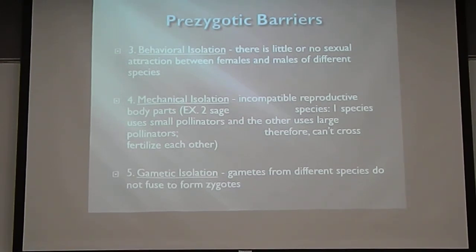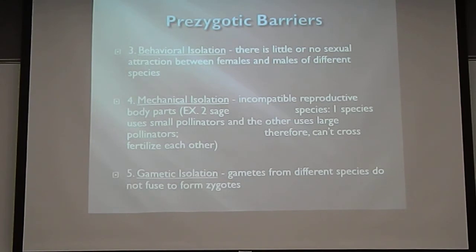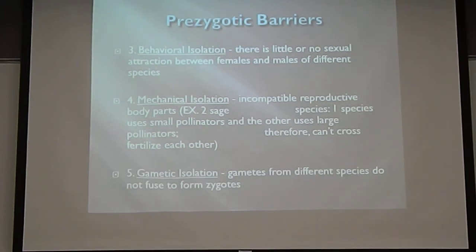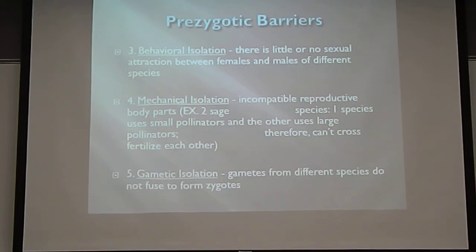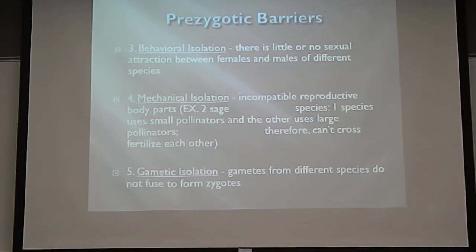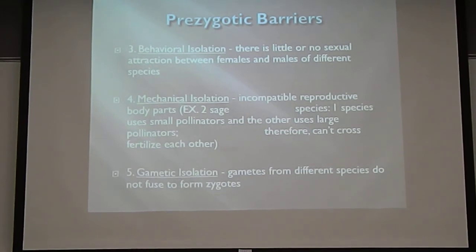And so this behavioral difference makes the females attracted to those that they recognize as their own species. So this prevents mating between species that are different, or would prevent gene flow between two populations of the same species if they didn't recognize this.